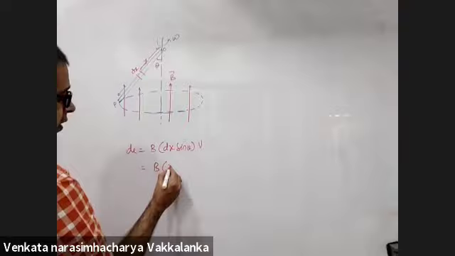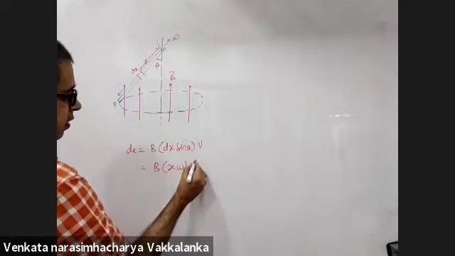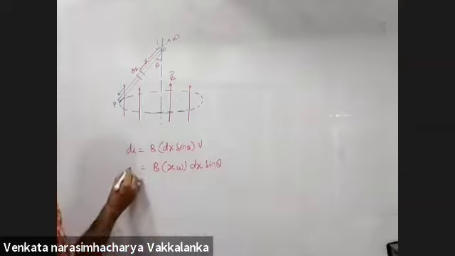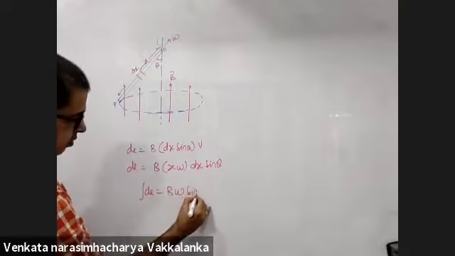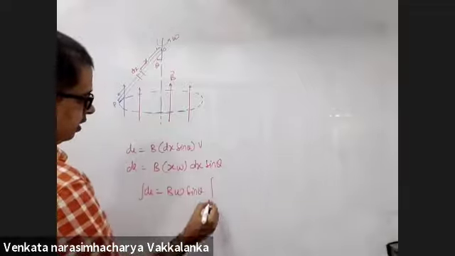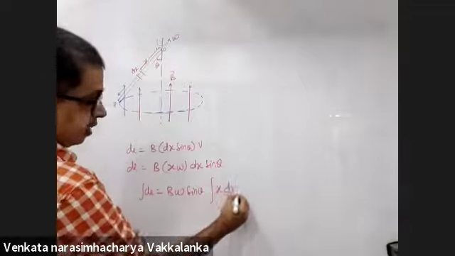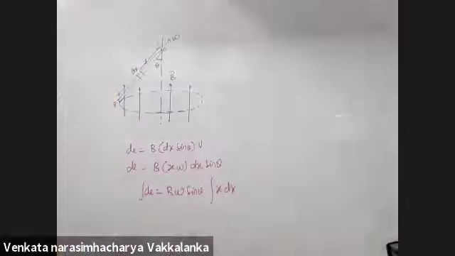Now B is not given. I have to bring it in terms of x omega. dx sine theta, while sine theta is constant. V is not given, omega is given. V is equal to x omega. Integral dE equals B omega sine theta integral x dx. I think I'm going wrong somewhere. Did I miss anything here?